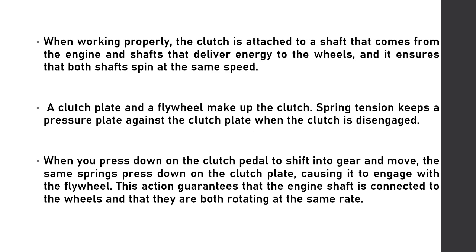When working properly, the clutch is attached to a shaft that comes from the engine and a shaft that delivers energy to the wheels, and it ensures that both shafts spin at the same speed. A clutch plate and a flywheel make up the clutch. Spring tension keeps a pressure plate against the clutch plate when the clutch is engaged. When you press down on the clutch pedal to shift into gear and move, the same spring presses down on the clutch plate, causing it to engage with the flywheel. This action guarantees that the engine shaft is connected to the wheels and that they are both rotating at the same rate.